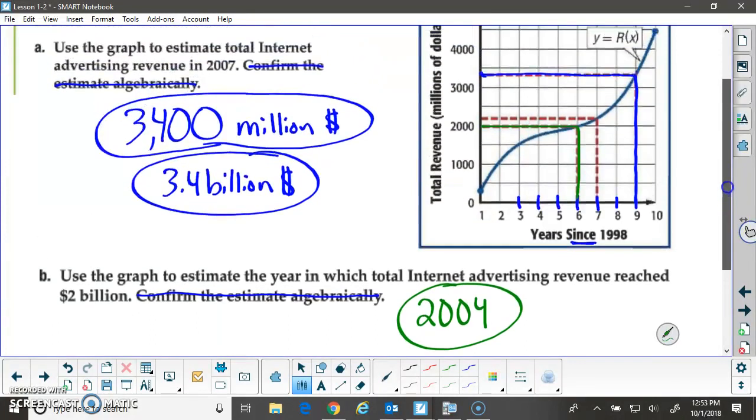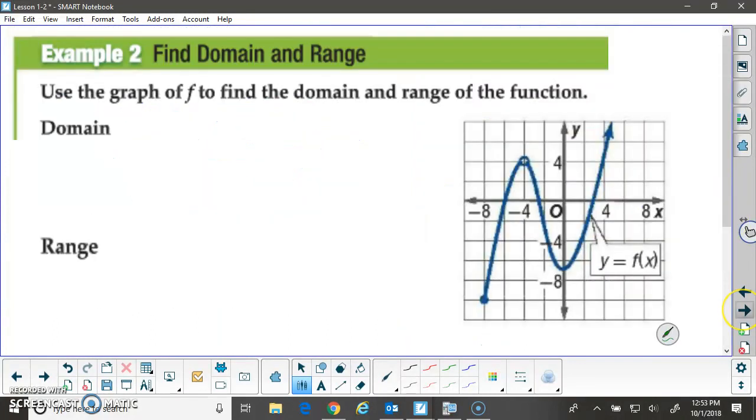So that's analyzing graphs and interpreting graphs. The next thing I want to go over is domain and range. And we've talked about domain and range, but we're going to have it presented to you a little bit different. Instead of given an equation, you're going to be given a graph like you can see on this one. You're going to be asked to find the domain and range. The domain is the collection of inputs, the range is the collection of outputs. One of the things to remember is that the domain is your x values, and the range is your y values.